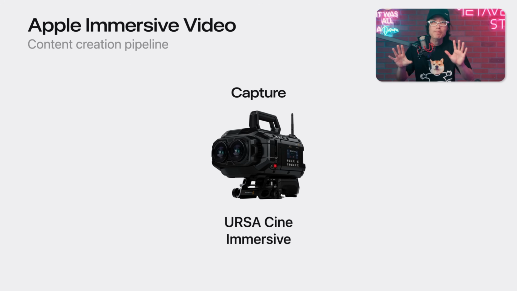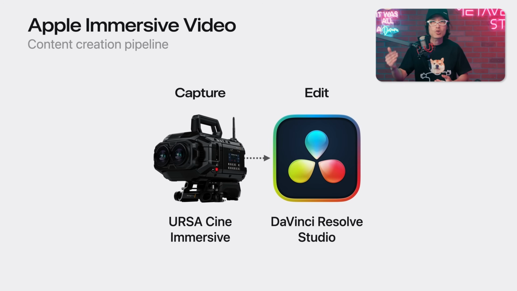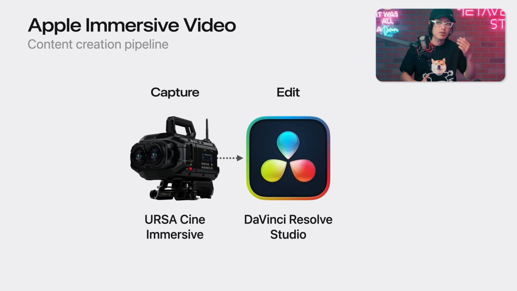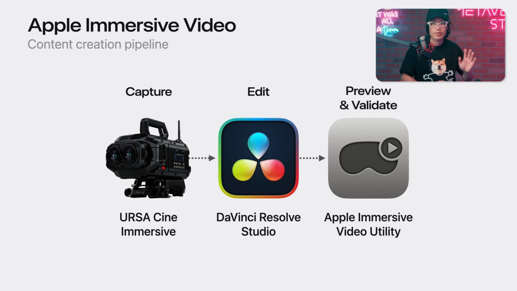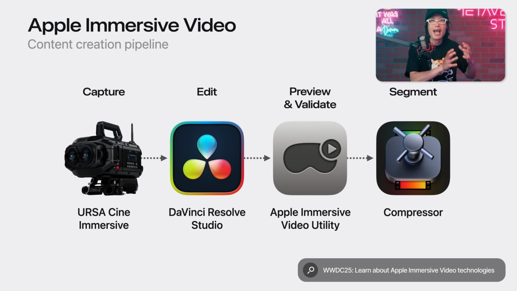Here is how the creation pipeline works. First, you shoot using the URSA Cine Immersive camera, then you edit your footage inside DaVinci Resolve Studio Immersive Edition, which by the way, comes free with the camera. After that, you use Apple Immersive Video Utility to preview everything directly inside your Vision Pro, and yes, that preview works in real time inside DaVinci Resolve 20. Finally, you will encode and package the final video using Apple Compressor for distribution. We will have a dedicated video on each step of this process, going really in depth so you can understand and master the full Apple Immersive pipeline.